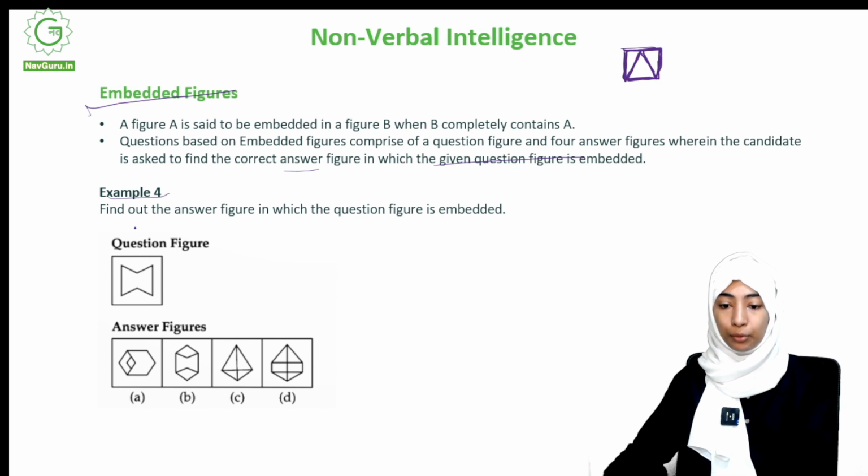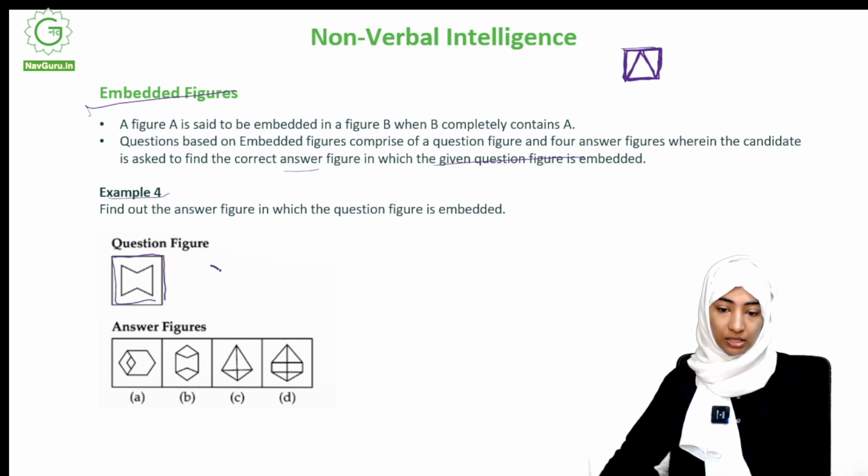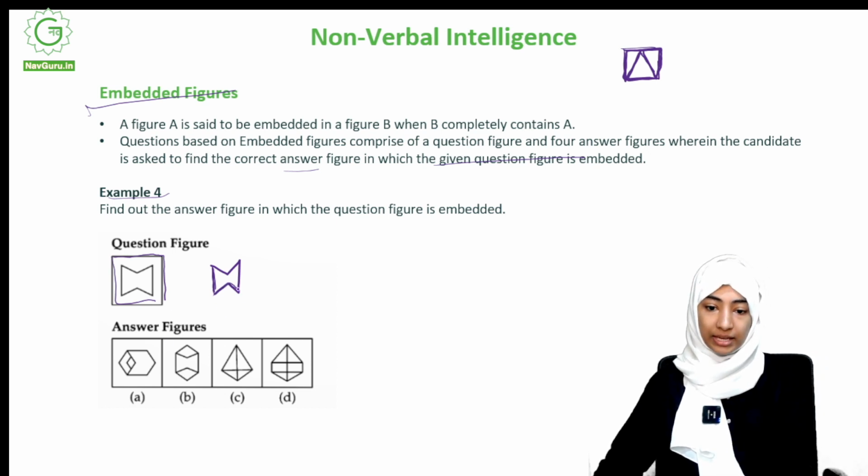Don't get confused. Here this square or rectangle you see is not part of the figure. Your question figure is just this part. This is all that is. Now you just need to see in which of these options you have a figure like this embedded. It's very simple, just try to find out in which of these options you see this thing.